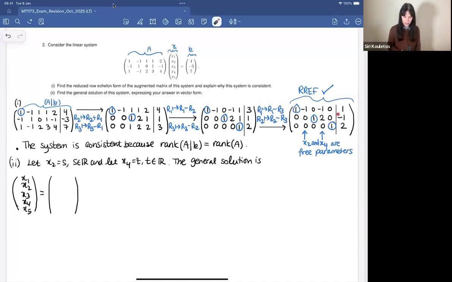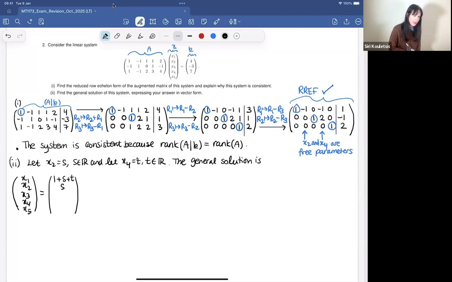So the first line here tells us that x1 minus x2 plus 0x3 minus x4 plus 0x5 equals 1. And so rearranging that now for x1, we have that x1 is 1 plus x2 plus x4, but x2 is s and x4 is t, we said. So x1 is 1 plus s plus t. x2 is s, x4 is simply t.